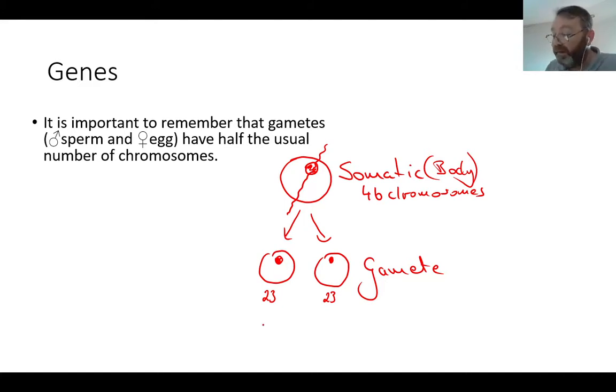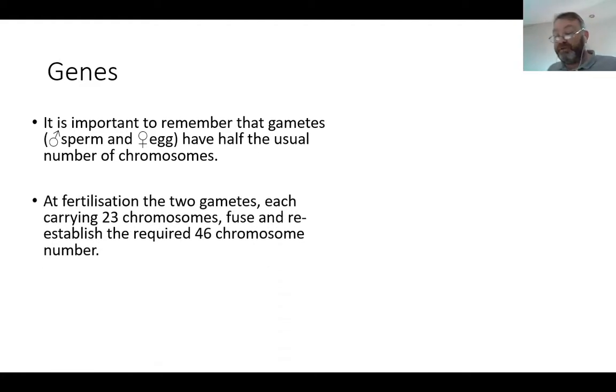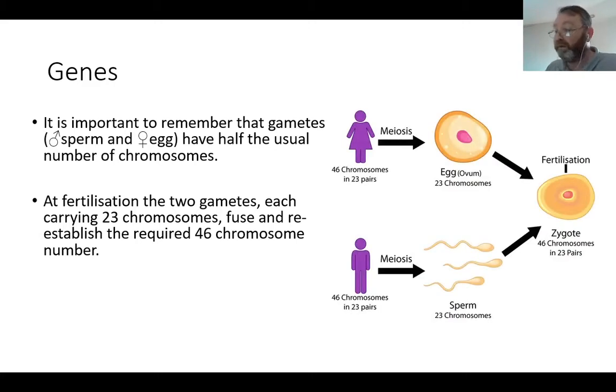And we did say that the male gametes are the ones that are motile. They're the ones that swim. And the female gametes, which are slightly bigger, are the ones that don't move. They're pushed along. They don't move by themselves. So it's the male gamete that has to find the female gamete, okay? And we did that in the previous class. At fertilisation, we know already the two gametes, each carrying 23 chromosomes, fuse and re-establish the required 46 chromosome number. So there's what I had a moment ago. There's the 23 pairs, the 46 chromosomes in the mother.